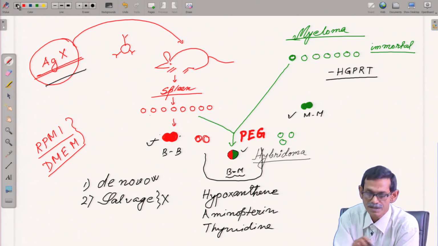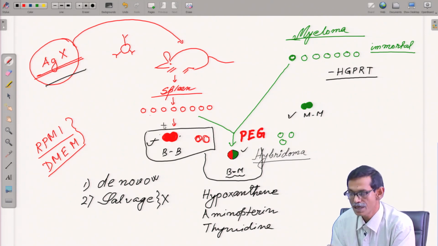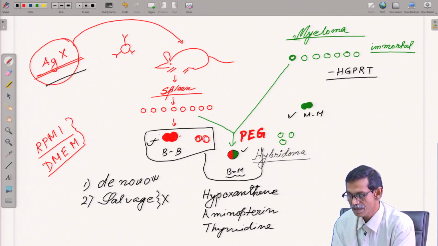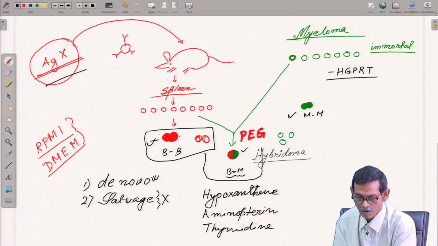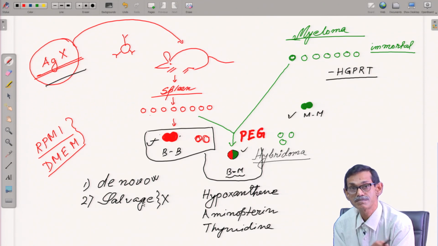So, this fused B cell or unfused B cell will die, but the myeloma, myeloma fused and hybridoma, all three will survive. But these two do not have HGPRT. So, they cannot use this hypoxanthine or salvage pathway, but we have to stop the de novo pathway so that they cannot synthesize their nucleotides at all.